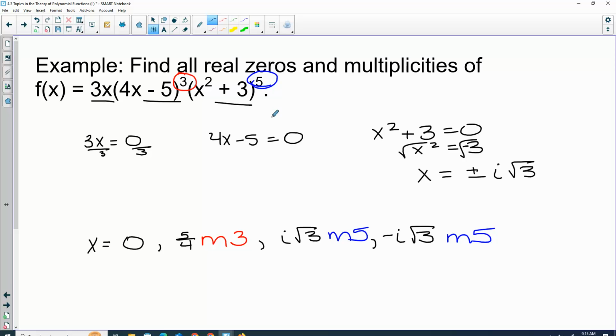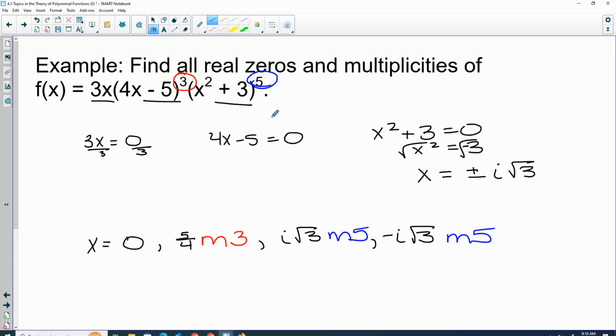All right, do you remember, it was the very first day of this chapter, we talked about how multiplicity will affect the graph. If it's an even multiplicity, what happens on the graph? It bounces. Odd multiplicities go through. So that's why the multiplicity is important, and we'll be using that more tomorrow when we actually start graphing these things. All right, any questions there?